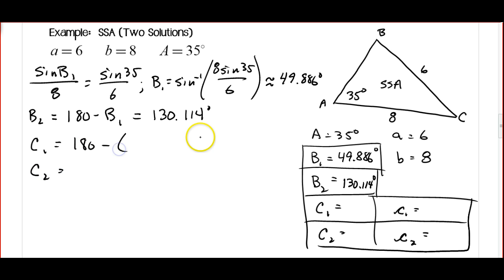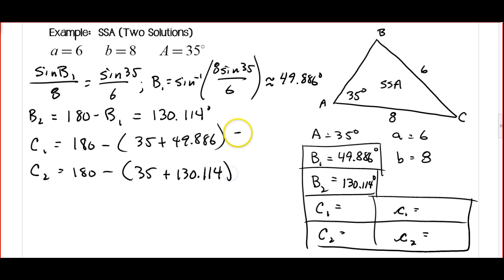I can find the third angles of each triangle. They're going to be 180 minus the sum of the other two angles, so it's 35 plus 49.886, and then this one's 35 plus 130.114. So C1 turns out to be 95.114 degrees, and C2 ends up to be 14.886 degrees.